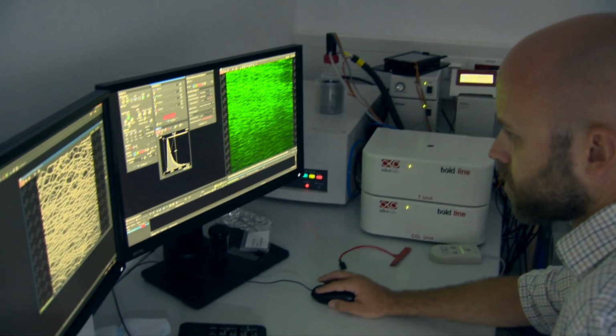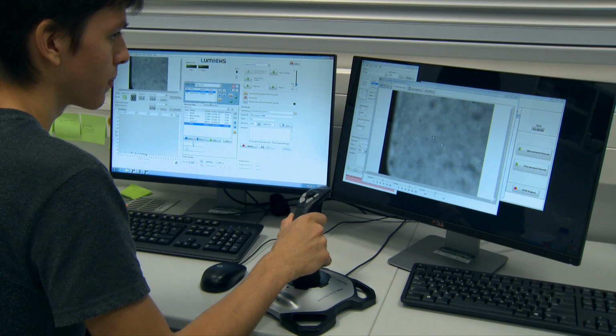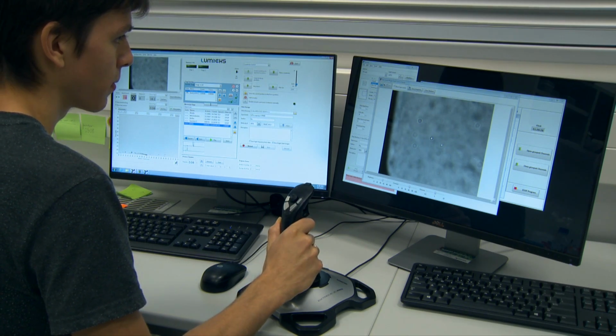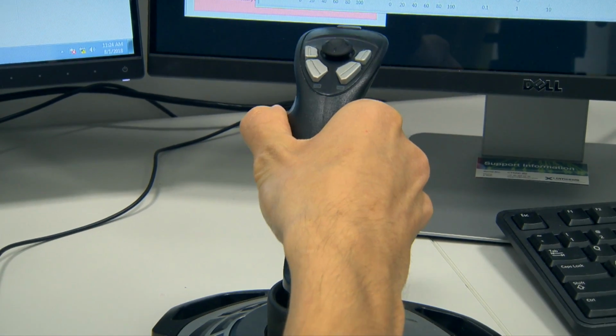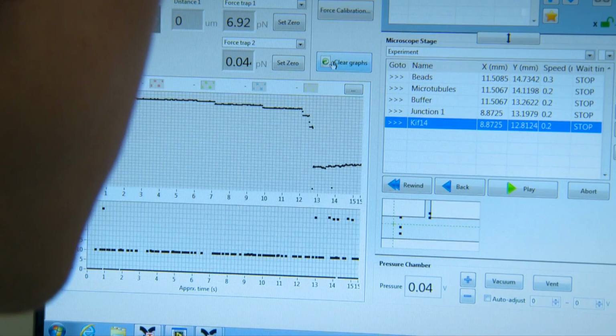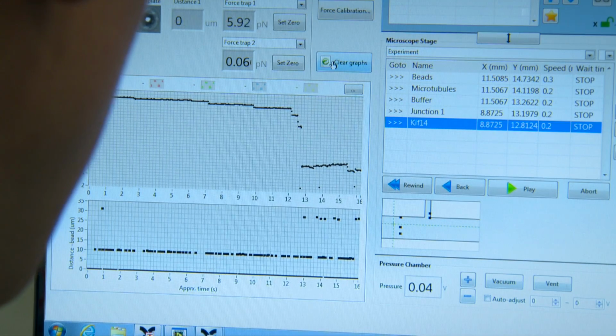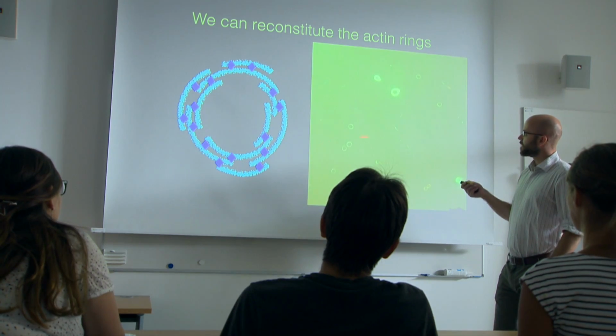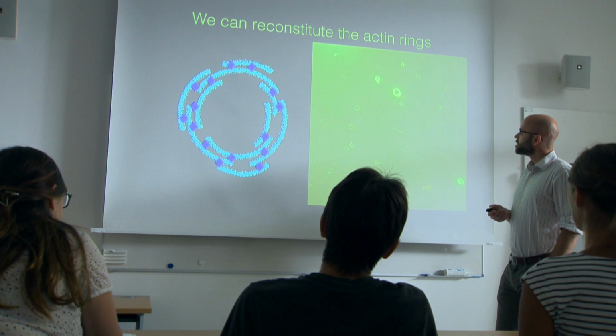Using our cutting-edge equipment, we can manipulate single cytoskeletal filaments or proteins. We can visualize single molecules at work and measure the forces they exert. The goal of our research isn't just to visualize the processes that lead to cellular motion, but to understand the underlying physical principles.